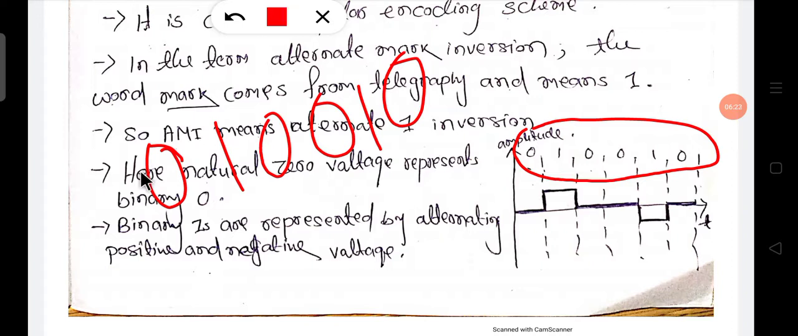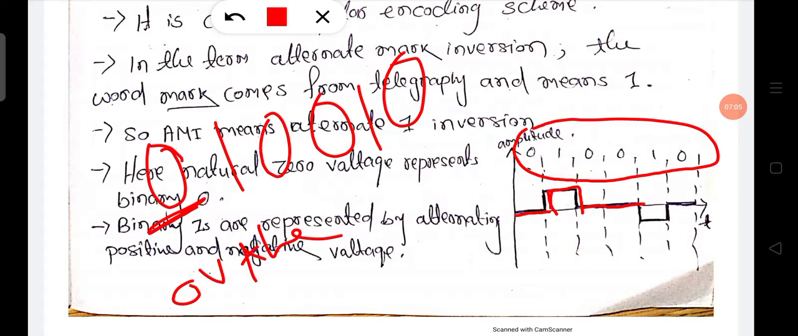We know binary 0 is encoded as 0 volt. So this is 0 volt. Then for binary 1, it is encoded alternately, first positive, then negative. So for the first 1, we use a positive voltage level. Then 0 comes, which is 0 volt. Then 0 comes again, which is 0 volt.